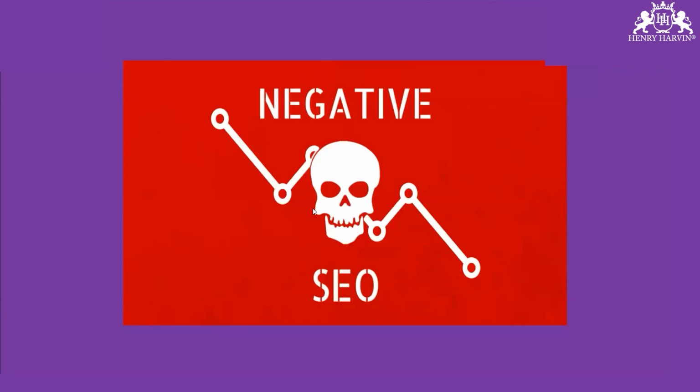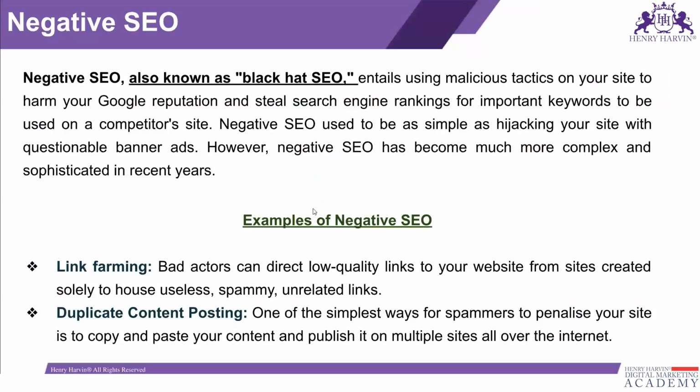But Google has different types of algorithms that understand that you are using black hat SEO. Examples of negative SEO are link farming. Bad actors can direct low quality links to your website, from sites created solely to house useless, spammy, unrelated links.